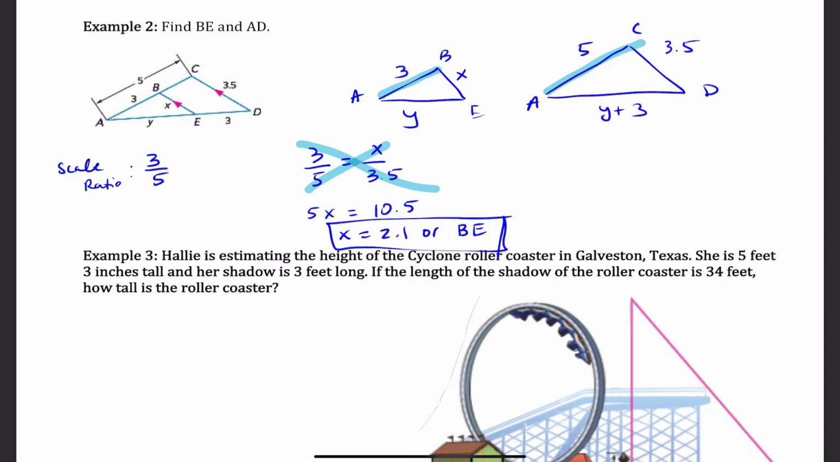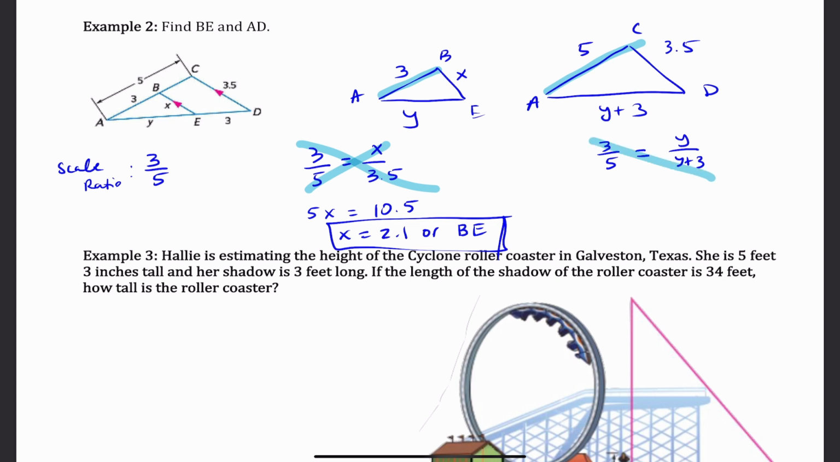To find AD, well, AD is here, and it corresponds with AE. But remember, first of all, I'm going to write my scale ratio. It's 3 to 5. Y plus 3, or AD, corresponds with AE, but where do I put it? Do I put Y plus 3 here or here? Well, just like my scale ratio, I went from small to large, so this has to be small to large. So Y has to go up top, and then Y plus 3 has to be in the bottom. So Y over Y plus 3.